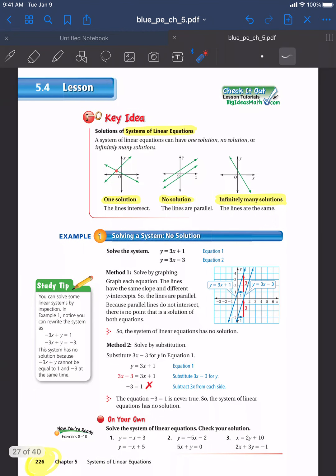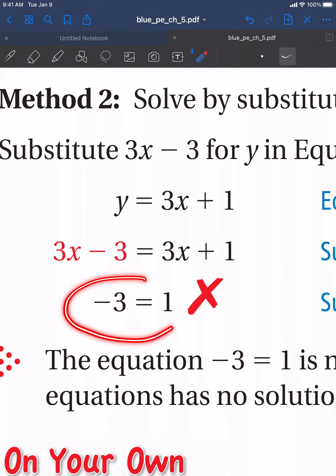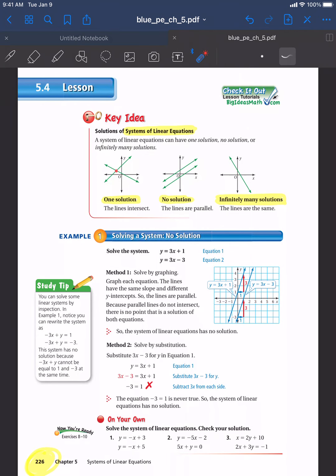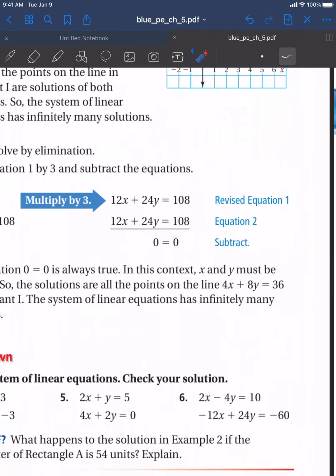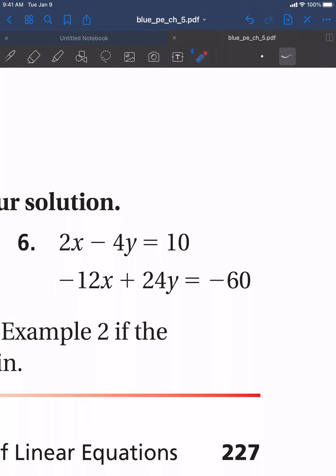If I get a solution that looks like this, negative 3 equals 1, that means there's no solutions. That's like, nope, nothing. However, if I get one like we did right here for number 6, where we noticed right away that these equations actually are the same thing, I noticed that because I did my elimination. If you notice they're the exact same things, you're going to have infinite solutions, okay?